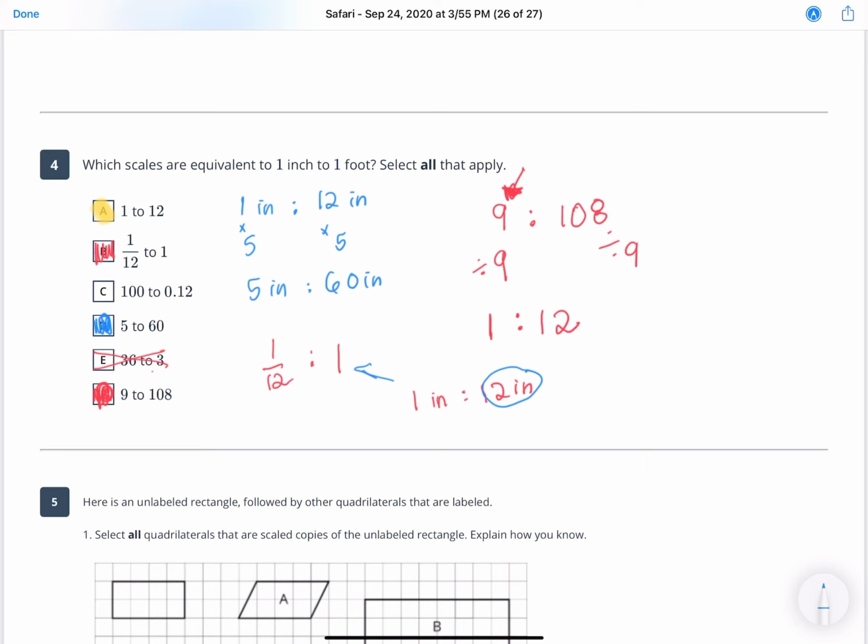If you guessed 12 divided by 12 is equal to 1, you are absolutely correct. So whatever you do to one side, you have to do to the other side. So we divided by 12. And when I divide 1 inch by 12, I should get 1/12 of an inch.